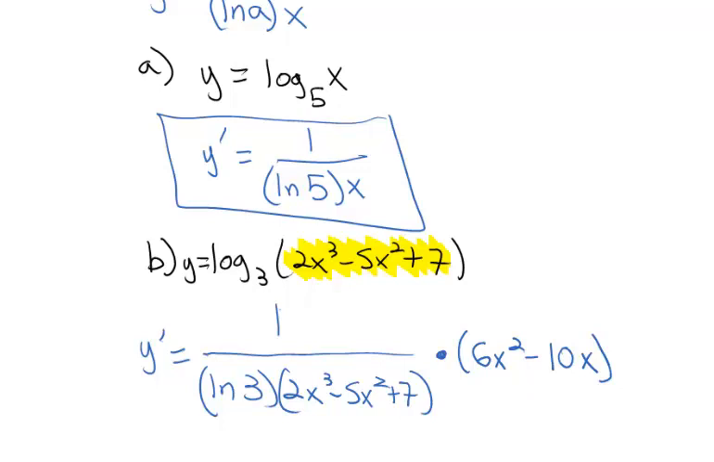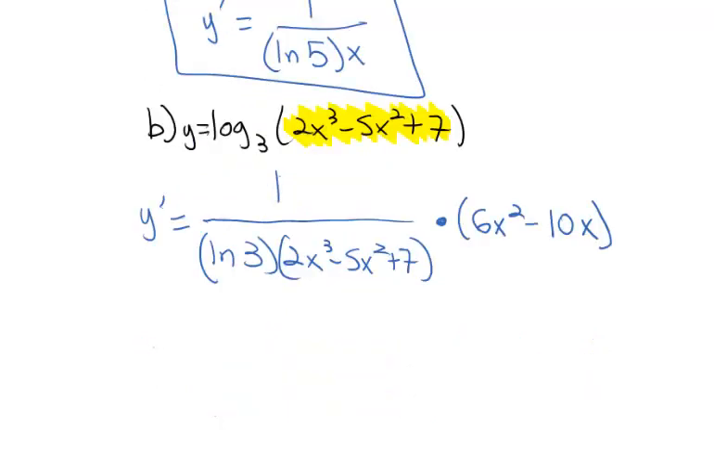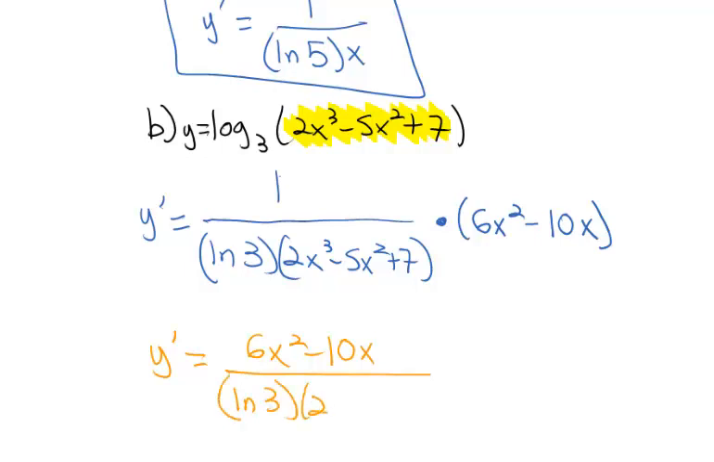And since this is all a fraction, we'll write them as y prime equals 6x squared minus 10x over the denominator, which is the natural log of 3, times 2x cubed minus 5x squared plus 7.